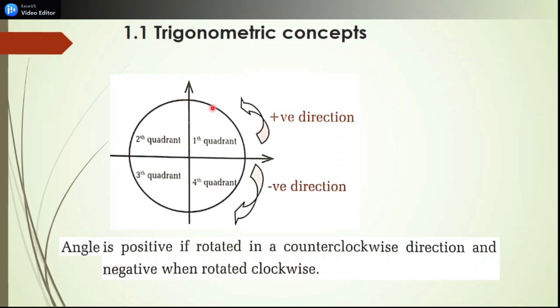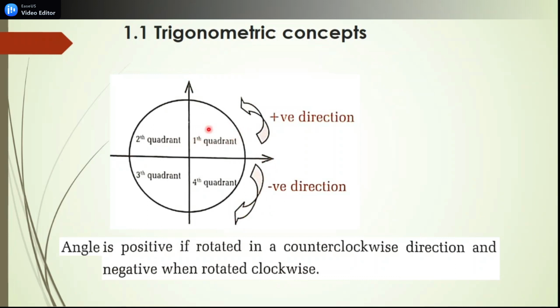The circle can be presented in two directions. The first direction is called the positive direction. Then the other direction is called the negative direction. The first one is the anti-clockwise direction. The negative direction is the clockwise direction.